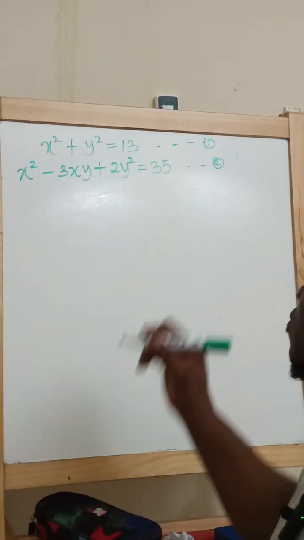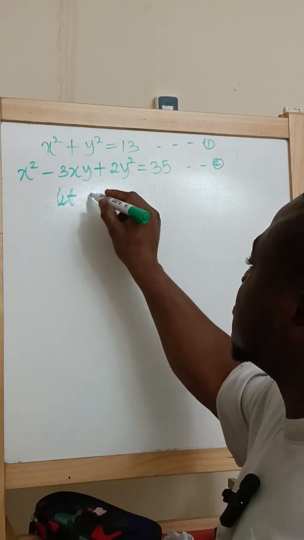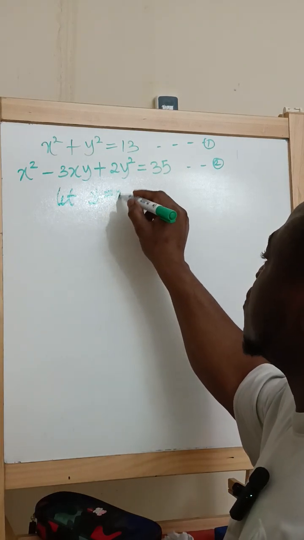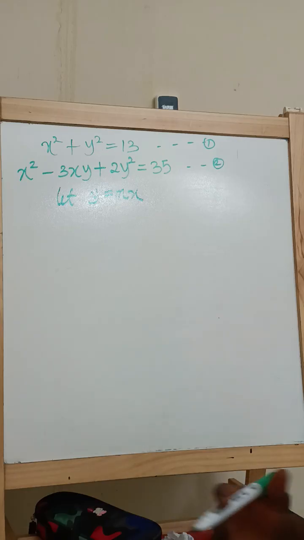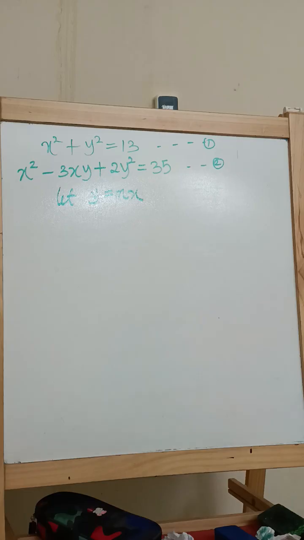And what we do is we say let y equal mx. So that's the first one we assume. Then we'll substitute that mx for y in the two equations. And once we get the value of m, we'll use the value of m to get the value of x and y. So let us proceed on how to go about this.